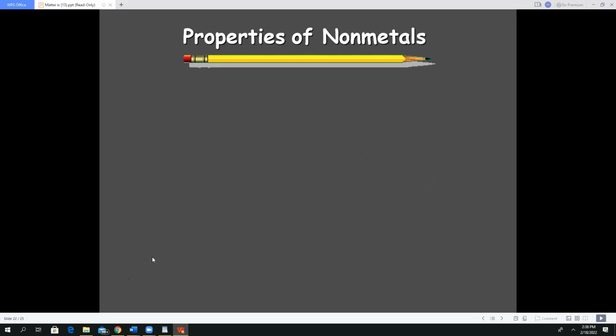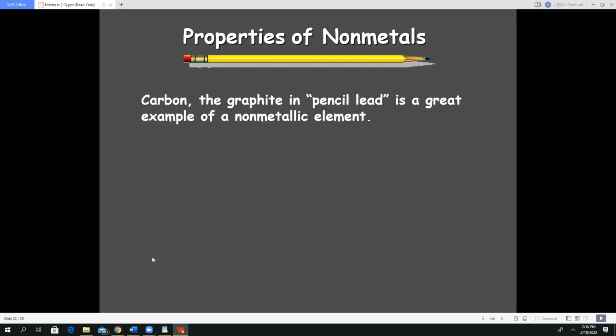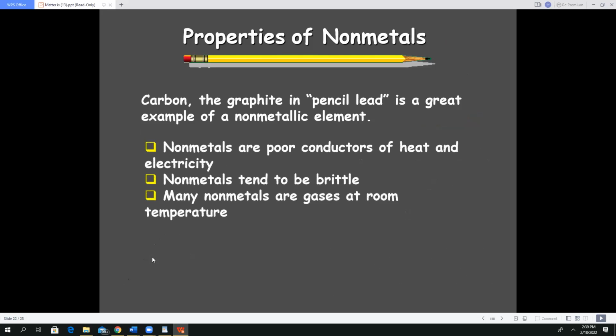Okay, nonmetals. For example, the graphite in pencil lead is not lead, it's actually carbon, and it is non-metallic. Now you can think about it, since you know that graphite is a non-metal, carbon or charcoal, right? They're poor conductors of heat and electricity. They are very brittle because look how often your pencil lead breaks.